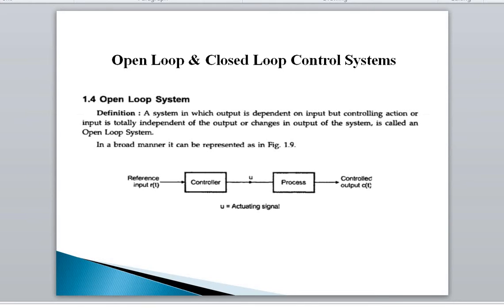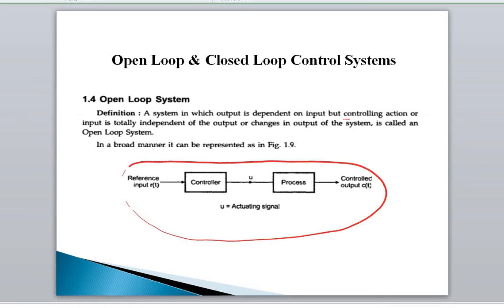As you can see in the diagram, the open loop control system, as I have discussed also, is a system in which output is dependent on the input, but the controlling action or input is totally independent of the output, or changes in output of the system. That is called an open loop system. In the broad manner, this is the diagram.